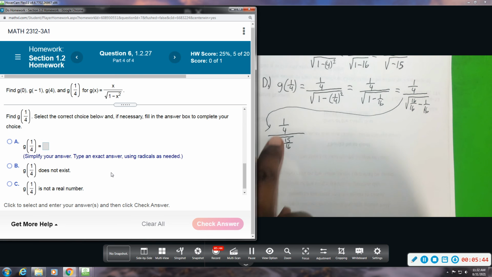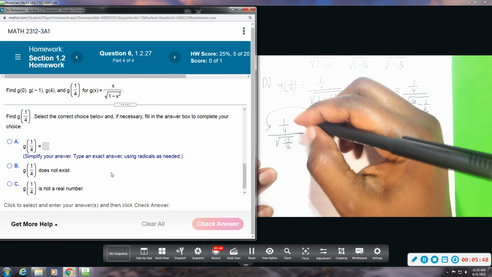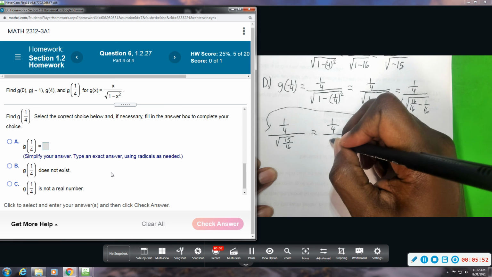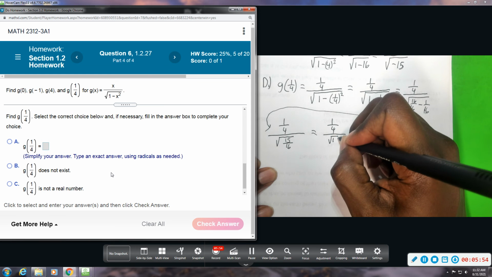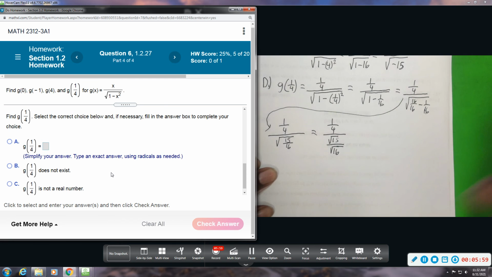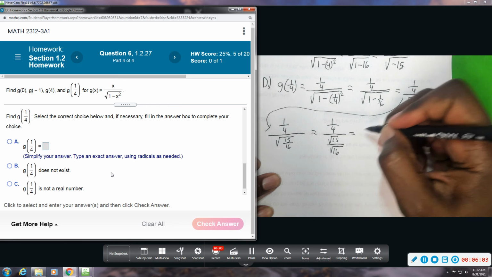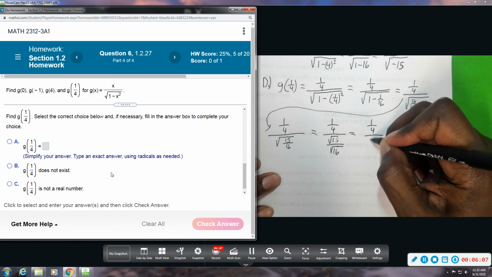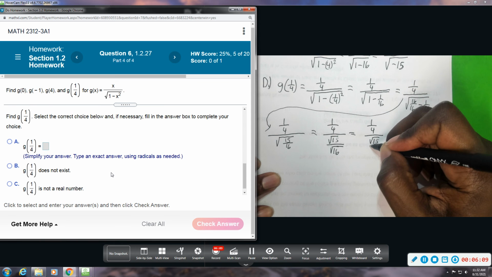You can evaluate the square root of a fraction by taking the square root of the top and the bottom. So I have 1 over 4, and this is the same thing as the square root of 15 divided by the square root of 16. The reason we want to separate it is because we can evaluate the square root of 16. This will give us 1 over 4 divided by the square root of 15 over 4.